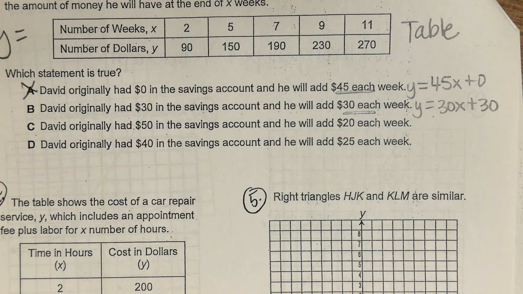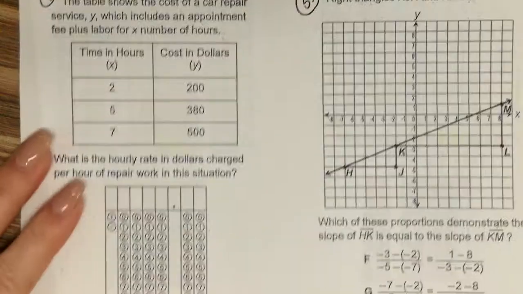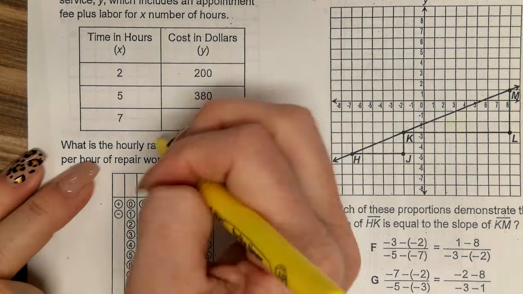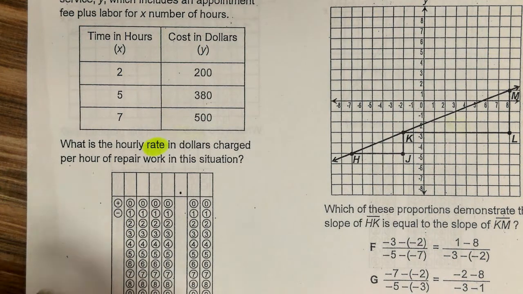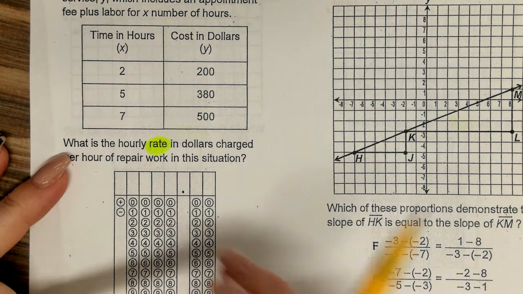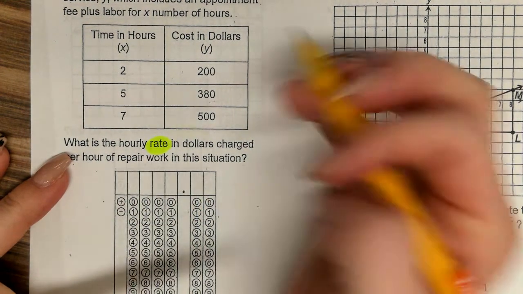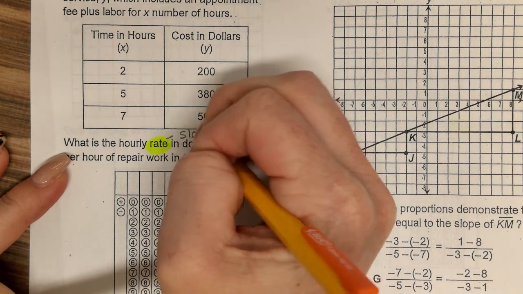Okay, the last, number 4. What's my clue word? What's my clue word on number 4? And what does that really mean? Slope.